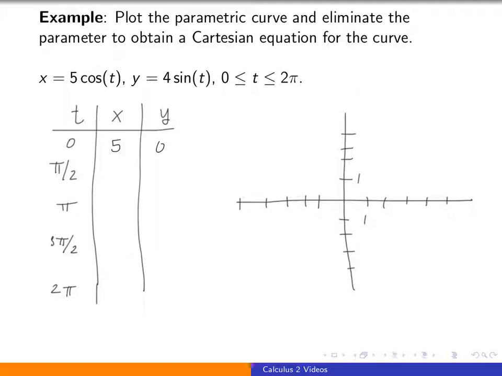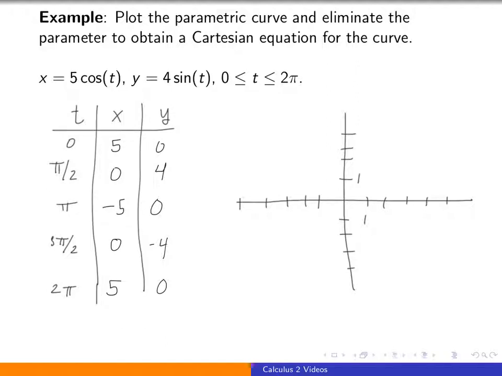Cosine of 0 is 1, sine of 0 is 0. When you plug in pi over 2, we would have 0 for x, 4 for y. When we plug in pi, we would have minus 5 for x, 0 for y. At 3 pi over 2, we would have 0 for x, minus 4 for y, and then at 2 pi, 5 and 0.